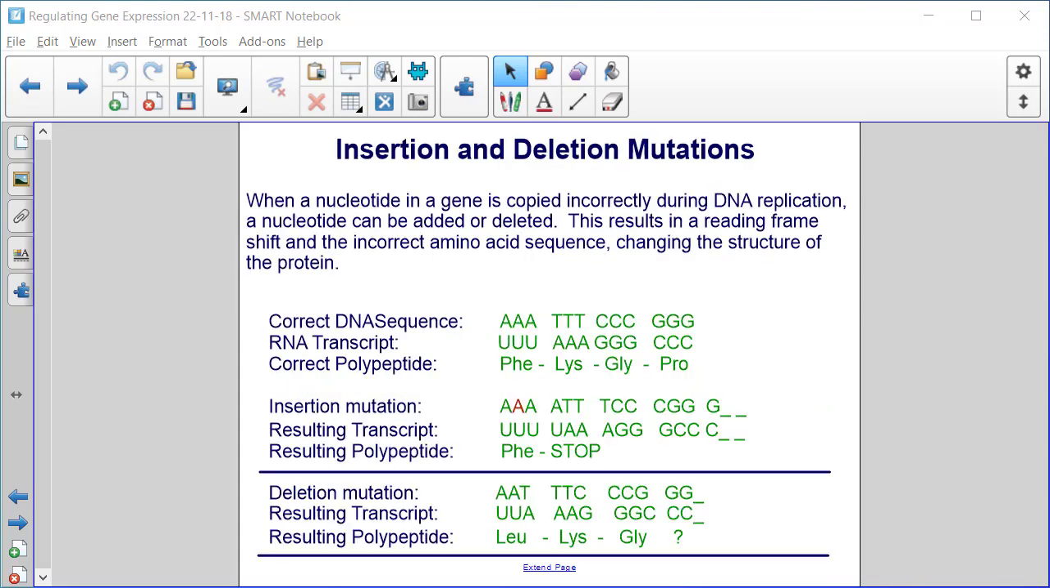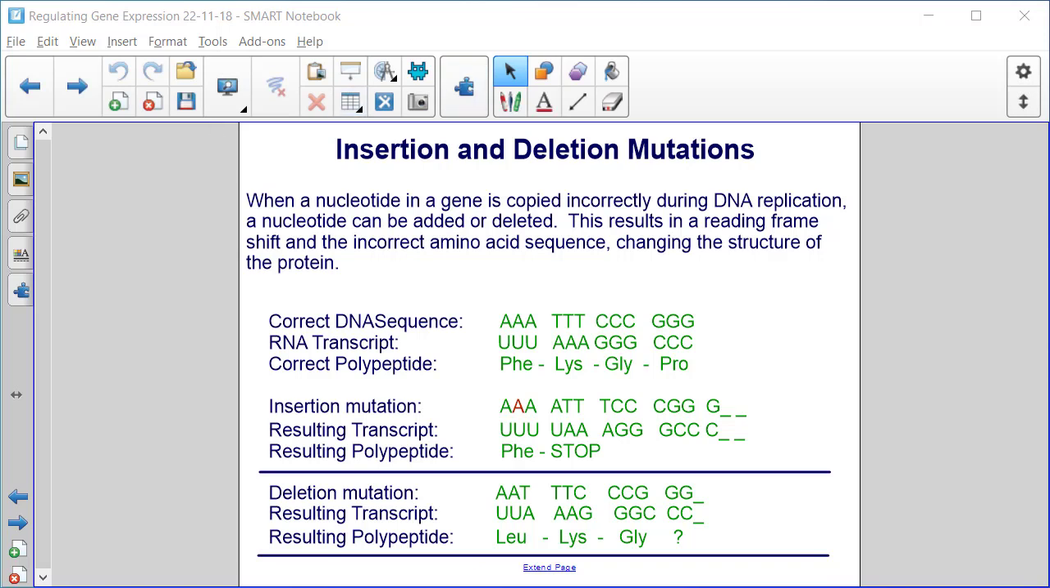When a nucleotide in a gene is copied incorrectly during DNA replication, a nucleotide can be added or deleted. This is an insertion or deletion mutation. And when that happens, a reading frame shift is what results, and we get the wrong amino acid sequence, which changes the structure of the protein. So let's look at 2 different examples.